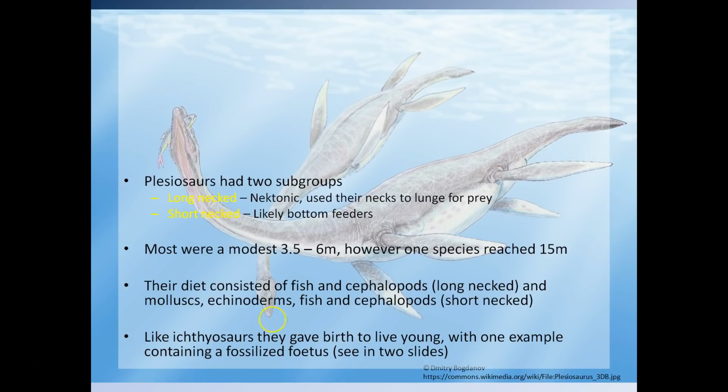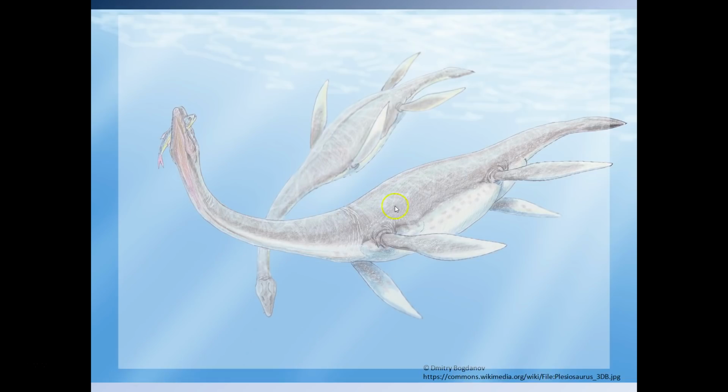So in terms of their size, the plesiosaurs were actually quite modest, about 3.5 to 6 meters in size. However, one species managed to make it to 15 meters. So there were, once again, some larger examples, but on the whole, they were relatively conservative. Like ichthyosaurs, we have good evidence to suggest that plesiosaurs gave birth to live young. And we have one example of a plesiosaur which actually contains a fossilized fetus. In terms of the plesiosaurs, they propelled themselves through the water using these paddle-like fins, and also, probably to some degree, using their tail.